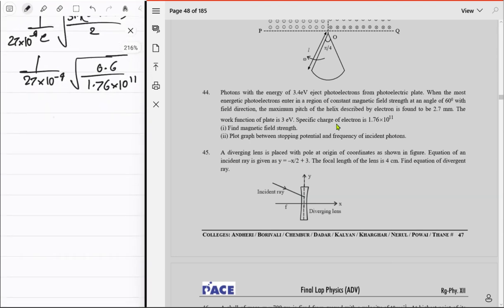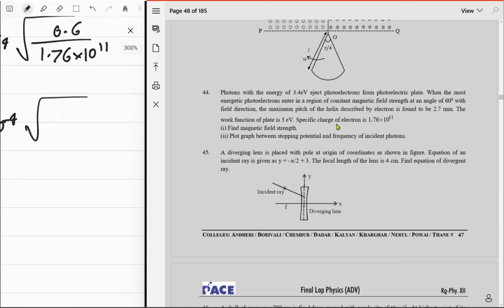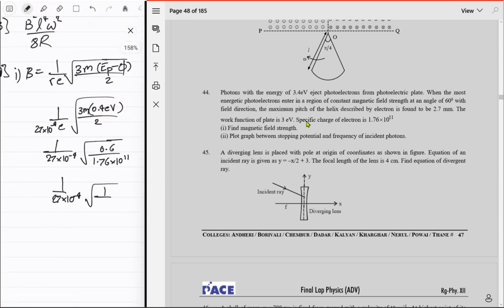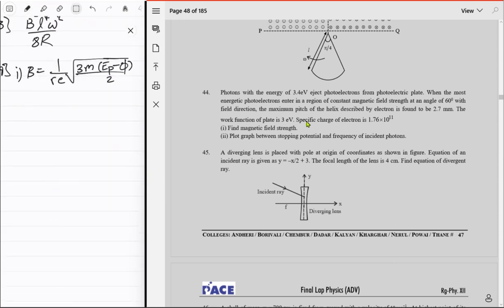What will happen is 1/27 times 10^4 and square root of 6/17, 1 point... it won't work. So 11 is coming, right? It's not going to work. 3.4 electron volts is 3 electron volts. Yeah, give up. This won't work. It's a totally random calculation. So I put that as the answer and move on.